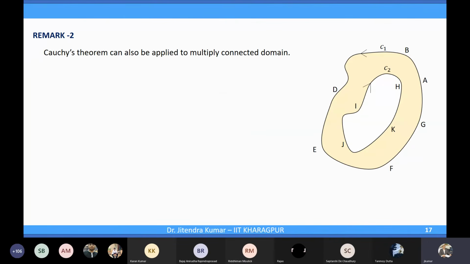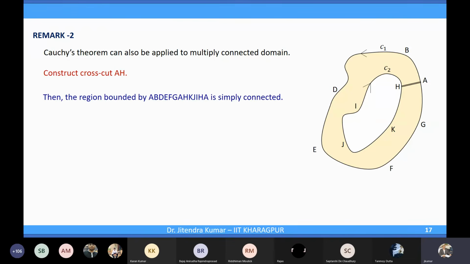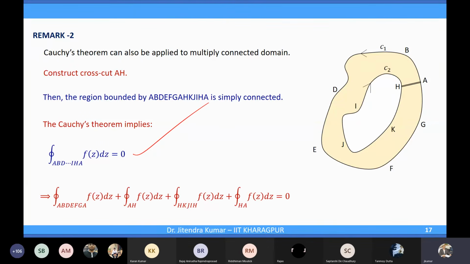Another remark which we have, I think, gone through, so I can quickly move here. The Cauchy theorem can be applied to multiply connected domains. So if we have, for instance, this domain here which is multiply connected, then the result was derived to make a cut here, and then you have a simply connected domain, and in the simply connected domain we can apply the Cauchy theorem.